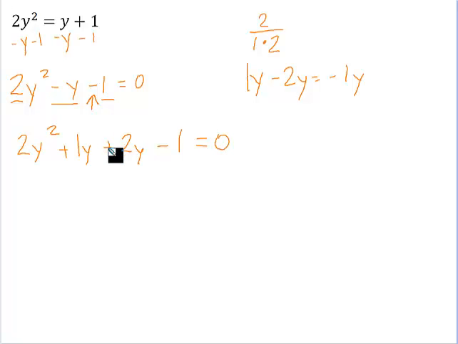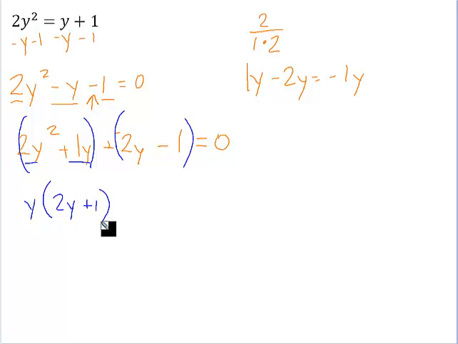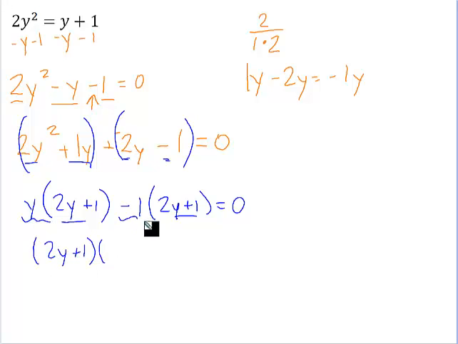So we're going to add the opposite so that we can group. Then we will group our first two terms and our last two. GCF of 2y squared and 1y is y, and we are left with 2y plus 1. GCF of negative 2y minus 1 would be a negative 1, and we are left with 2y plus 1. Still equals 0. The 2y plus 1s are the same, so that is now our first parentheses, and then we are left with a y minus 1.